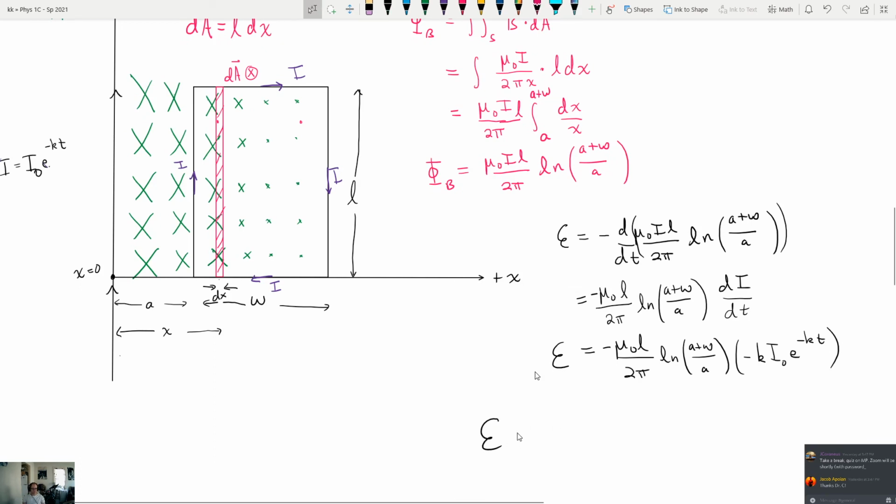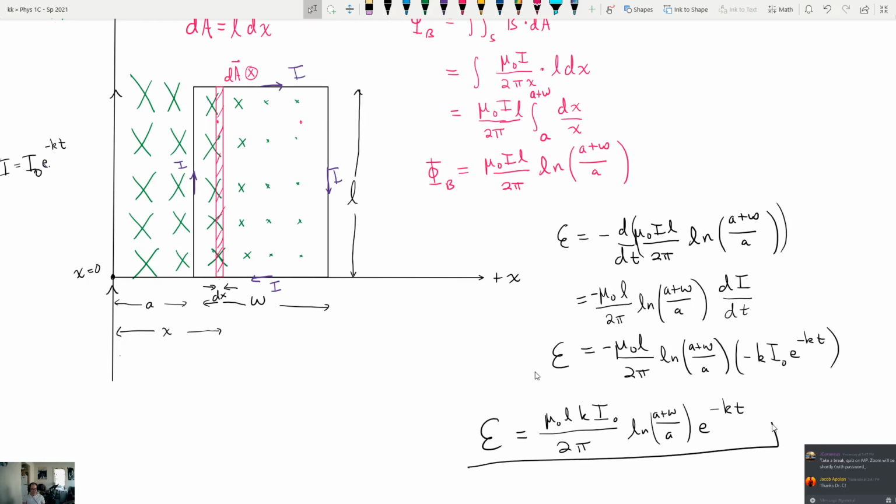So our final answer then is going to be, these negatives cancel out, so we're going to have mu naught L k I naught divided by 2 pi natural log of a plus w over a. And then the EMF actually depends on time now. It's now a function of time. And assuming I didn't drop any of the factors there, which would be pretty easy to do, that should be the final answer.